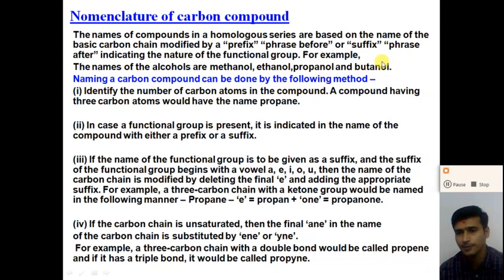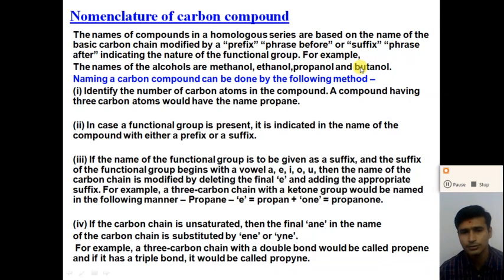So dear students, if you have not seen the previous video, see the previous video so that you can easily understand how the nomenclature of the carbon compound can be done, right? Secondly, instead of this alcohol group, if there is a carboxylic group, C double bond OH, methanoic acid, ethanoic acid, propanoic acid, butanoic acid. This way we can do the nomenclature of the carbon compound.